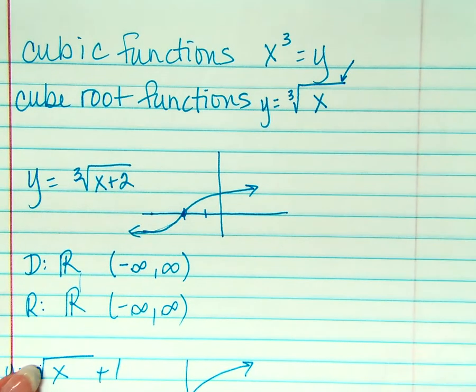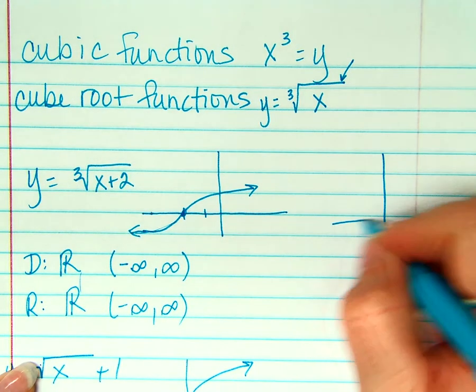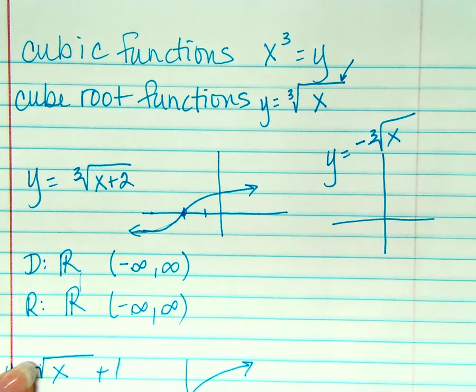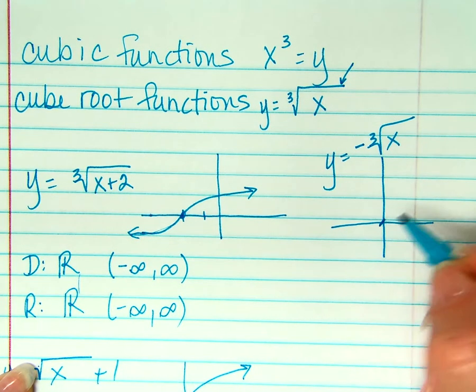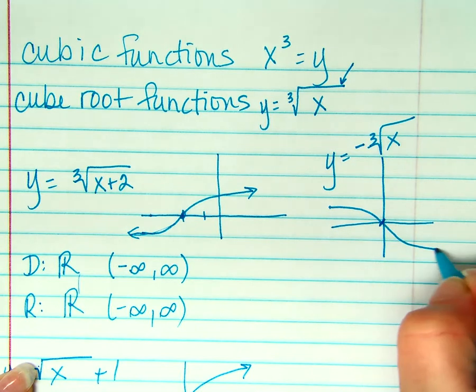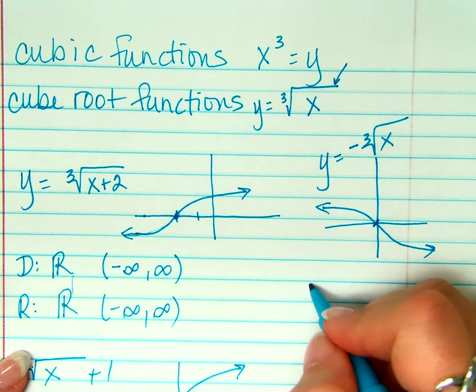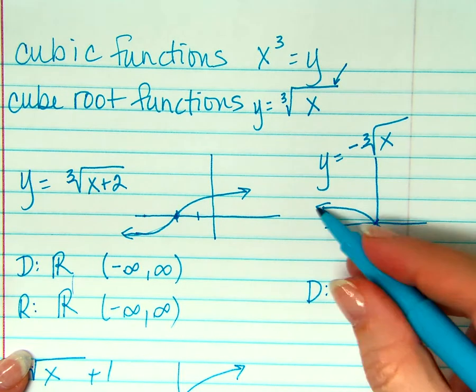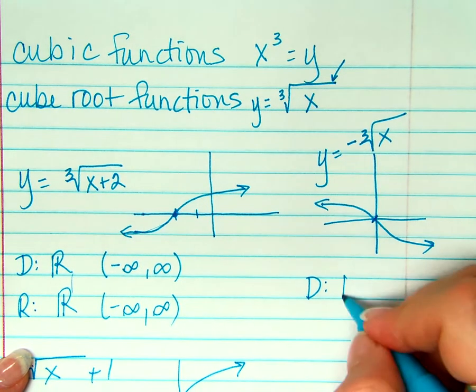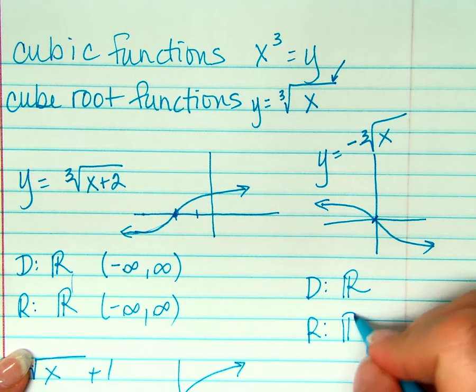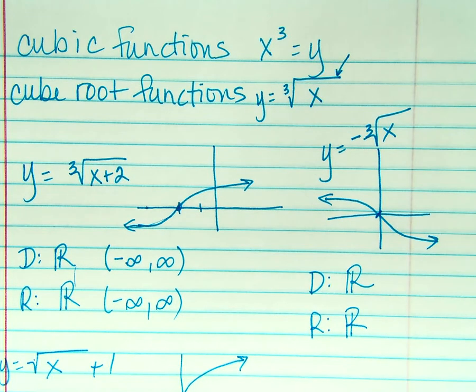What's going to be true, though, about a cube root? Its domain and range. Let's do this. Let's do y equals negative cube root of x. So it's going to go through the origin, but it's going to reflect over the x-axis, right? So it'll look like that. What's the domain of this? How far left and right? All real. What's the range? How far down and up? All real. So is this enough to say the domain and range of all cube root functions are all real?